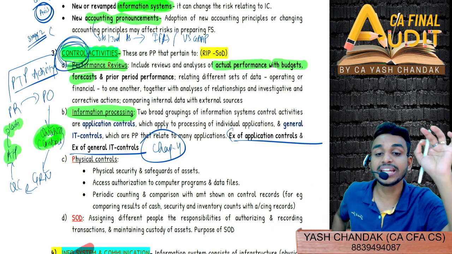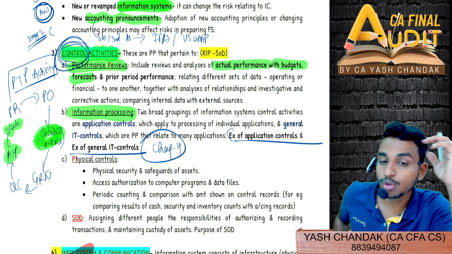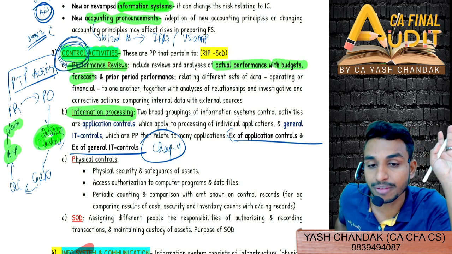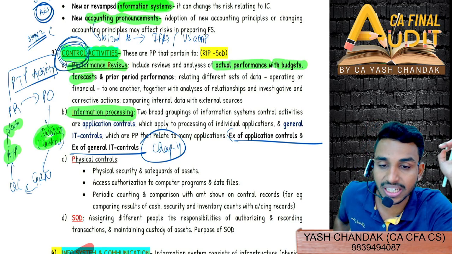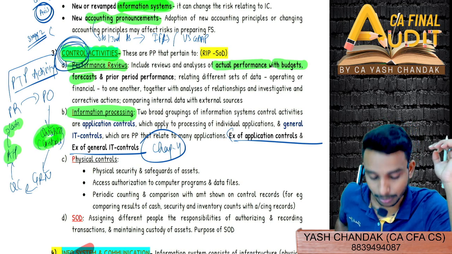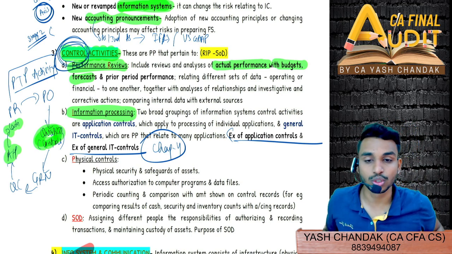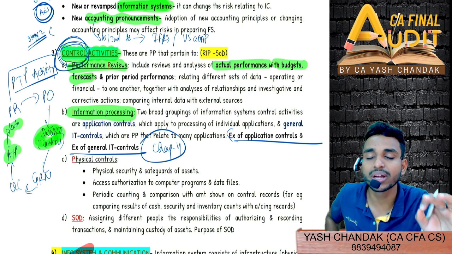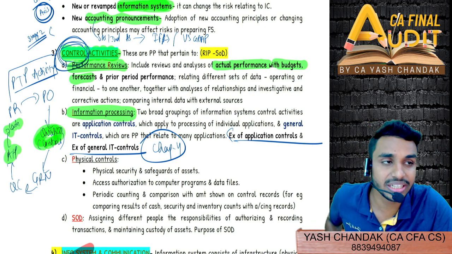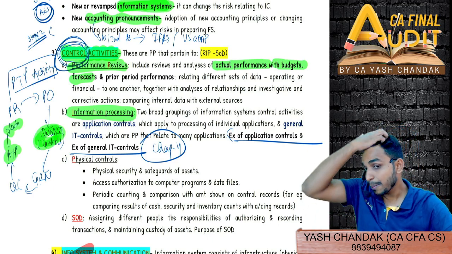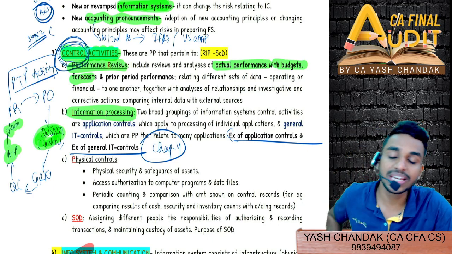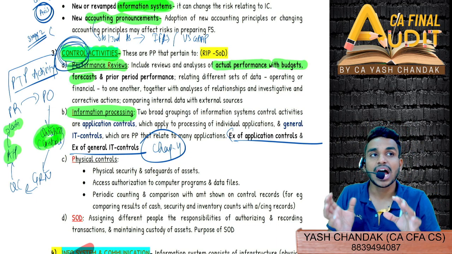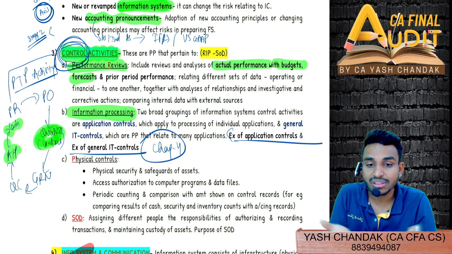Examples of the application control and examples of the general IT control, you'll also have to write the examples here. We'll study them there because they are asked separately for 4 to 5 marks, 2 or 3 times. I'll tell you the difference later also, but to give you a glimpse: application control directly relates to any application or any activity within the entity. However, general IT controls are more or less relating to the entire entity as a whole.